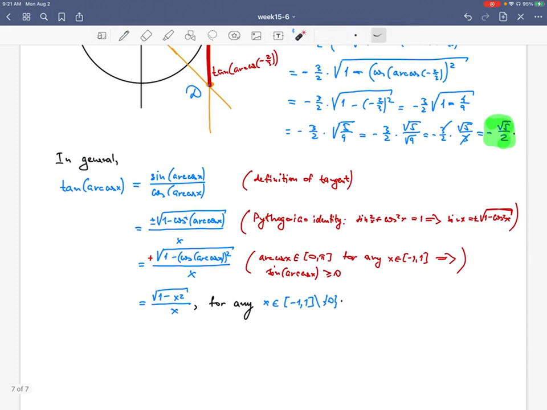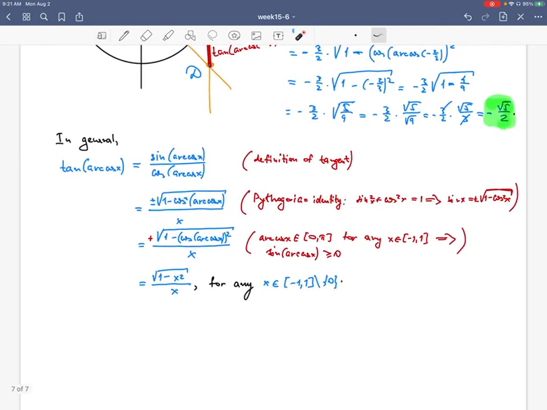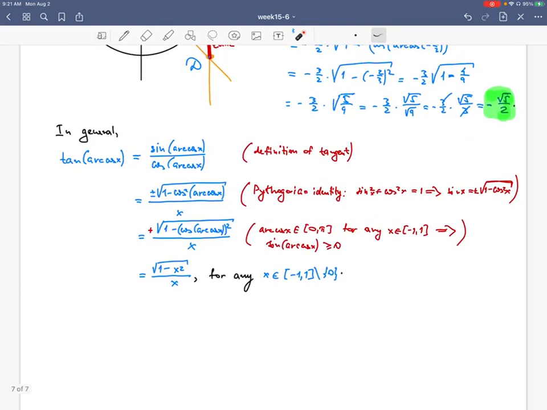Right, don't forget that arc sine and arc cosine both are defined only for x's between negative 1 and 1. And so this problem is now over.